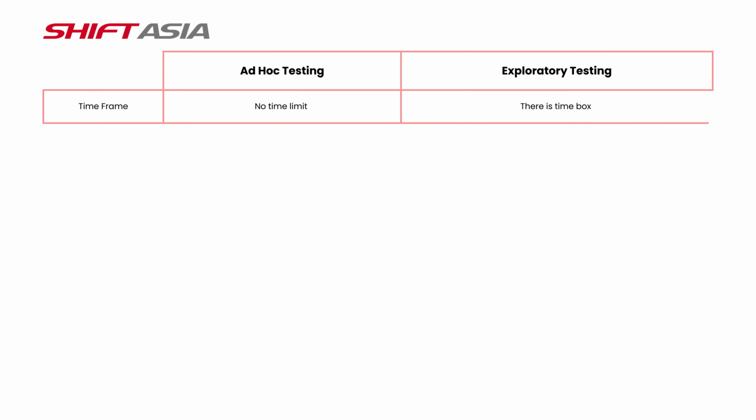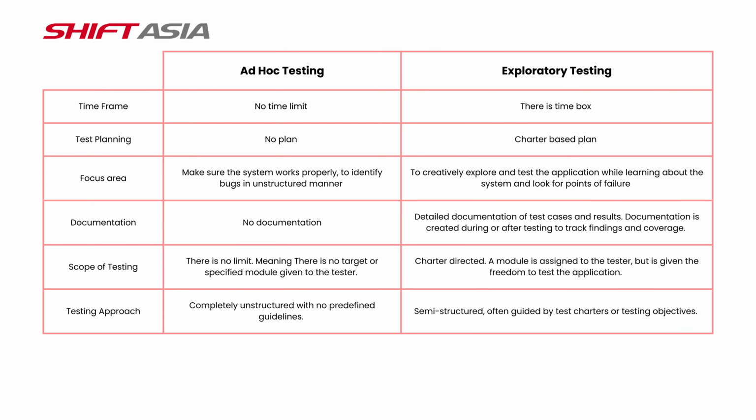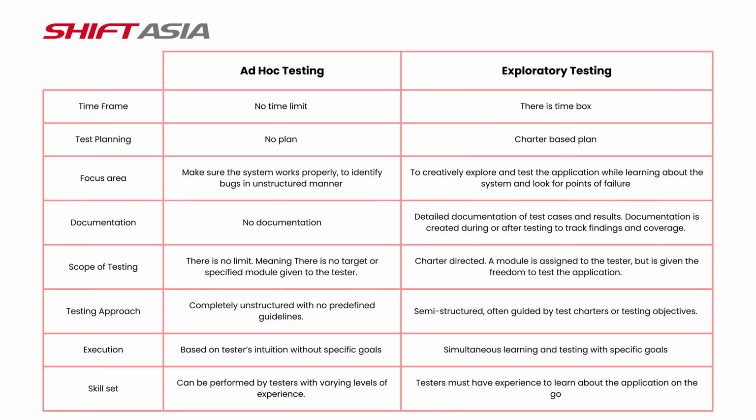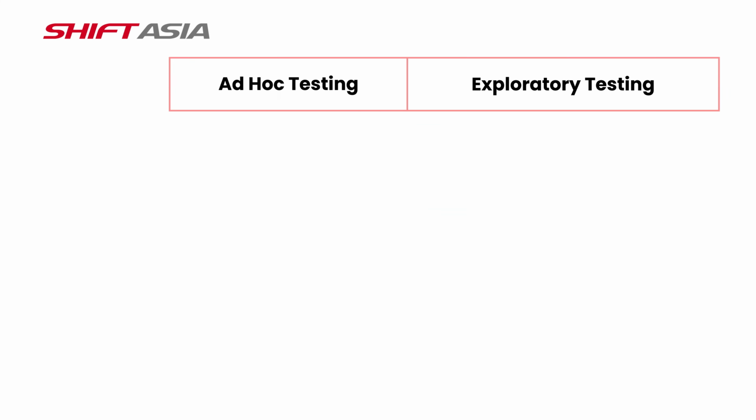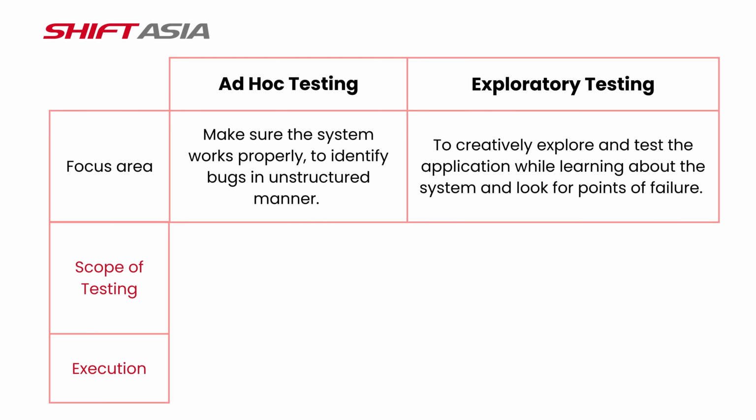At first glance, ad hoc and exploratory testing may sound similar, but they serve different purposes. Here are some distinctions between the two: time frame, testing planning, area of focus, documentation, scope of testing, testing approach, test execution, and required skill sets. Now here you should pay attention to three main points: focus area, scope of testing, and test execution. For focus area, ad hoc testing makes sure the system works properly and identifies bugs in an unstructured manner, while exploratory testing explores and tests the system while learning about it and looks for points of failure.